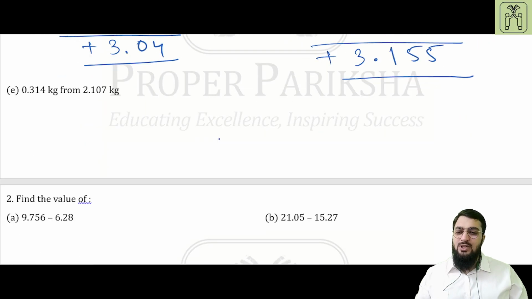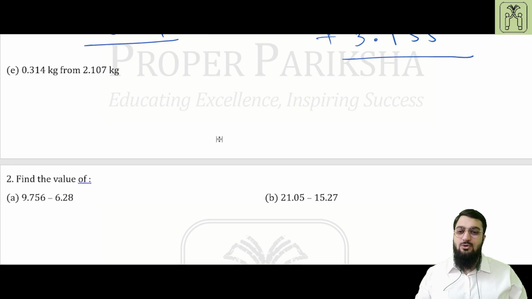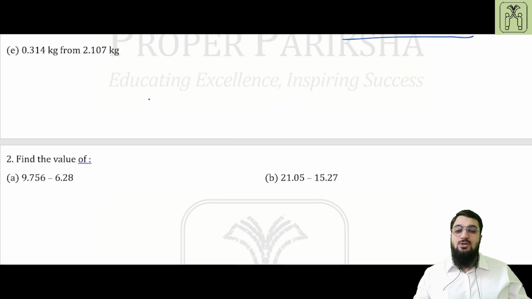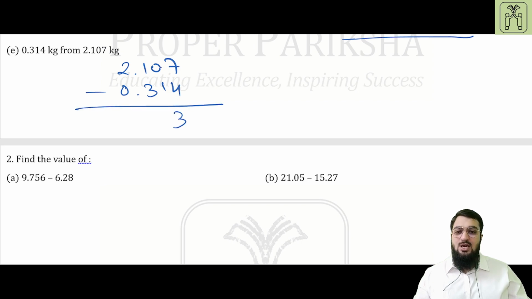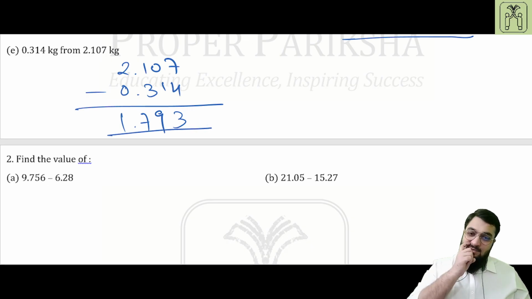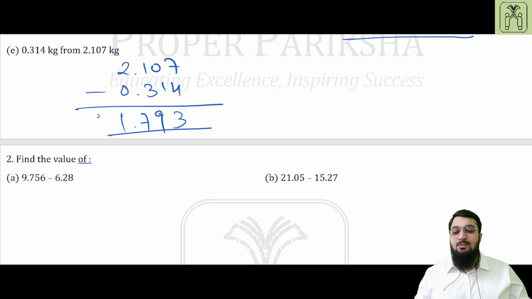Part E, 0.314 kilograms from 2.107 kilograms. So that will be 2.107 minus of 0.314, and subtraction will be done. 7 minus 4 is 3, 10 minus 1 is 9, and 0, this will become also 10. So 10 minus 3 will become 7 and 1 minus 0 will become 1. So this will be the answer 1.793 with a plus sign.